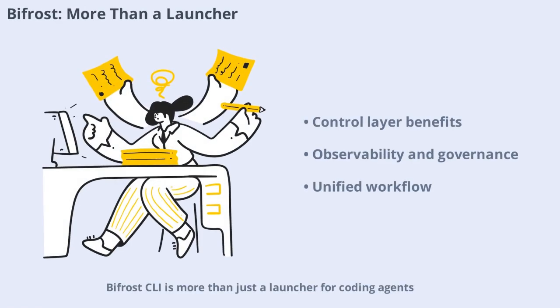Bifrost CLI is more than just a launcher for coding agents. It acts as a control layer, managing routing, observability, and governance underneath the agents. This unified approach keeps your workflow consistent and flexible, making it easier to move across agents and models without losing momentum. Bifrost's universal model access means you can use any supported agent with any configured model.